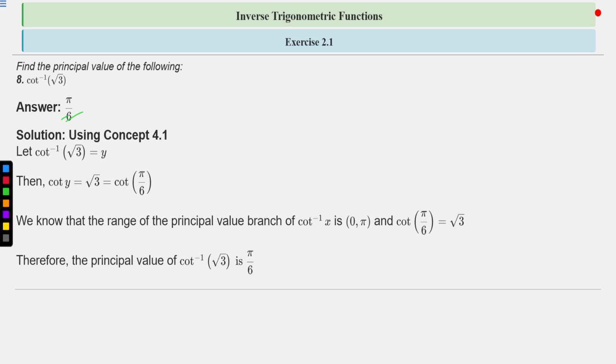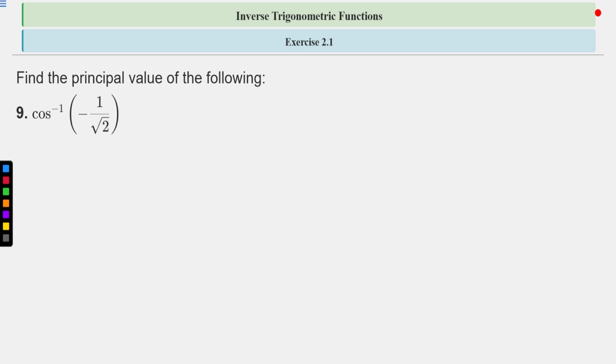Okay, let us move to the next question. The next question is: you just have to find the principal value of cos inverse minus 1 by root 2, right? So you all can start answering. Okay, students are saying 3 pi by 4, right? 3 pi by 4.